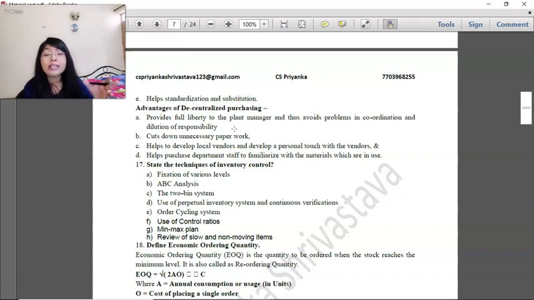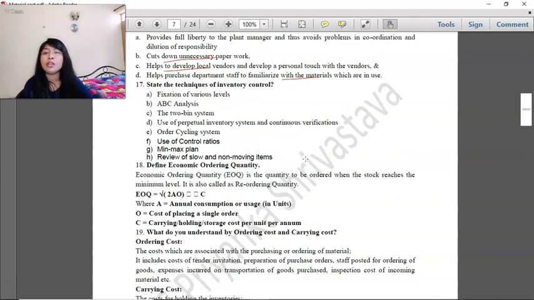So to avoid these kinds of situations, decentralized purchasing helps. It will cut down unnecessary paperwork, and it will help you develop contact with local vendors. It also helps the purchase department familiarize themselves with materials in use, because they are using those materials on a regular basis. They know much more in detail about those materials than the head of the department.